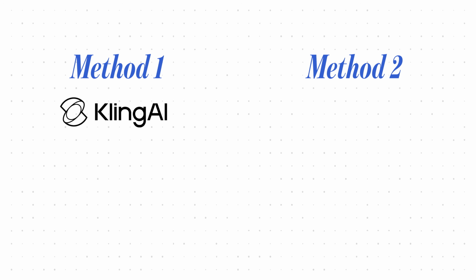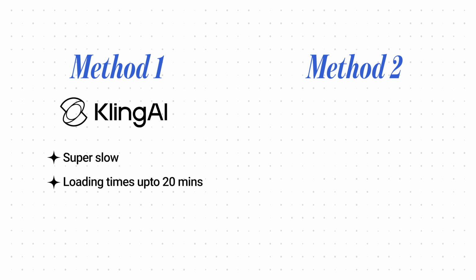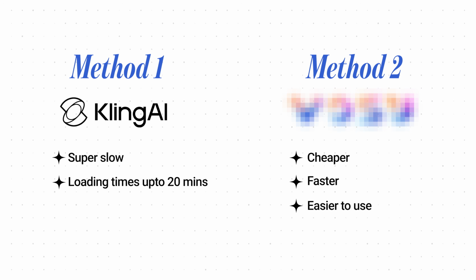So let's go ahead and jump right into it on how to actually use it. Now currently there are two main ways to use it. The first way is via Kling itself. However, we have noticed that there are really long loading times, currently up to 20 minutes. So I'll quickly show you how to use it there, and then we'll move on to the best way to use it that we found, and there's three main reasons why: price, speed, and usability. More on that a little bit later.